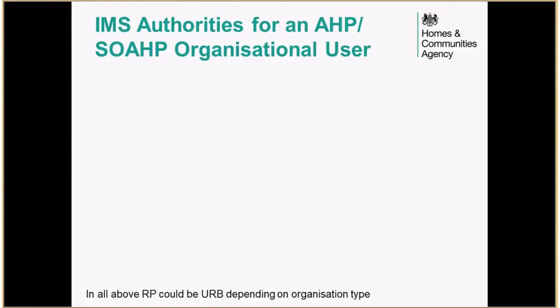So now I'm going to look at the authorities that can be given to AHP or SOAHP organisational users. And first thing to say is that in the table that you're going to see, everything is going to have RP in it. But depending on your organisation, rather than RP, it could say URB. URB, unregistered body, RP, registered provider.